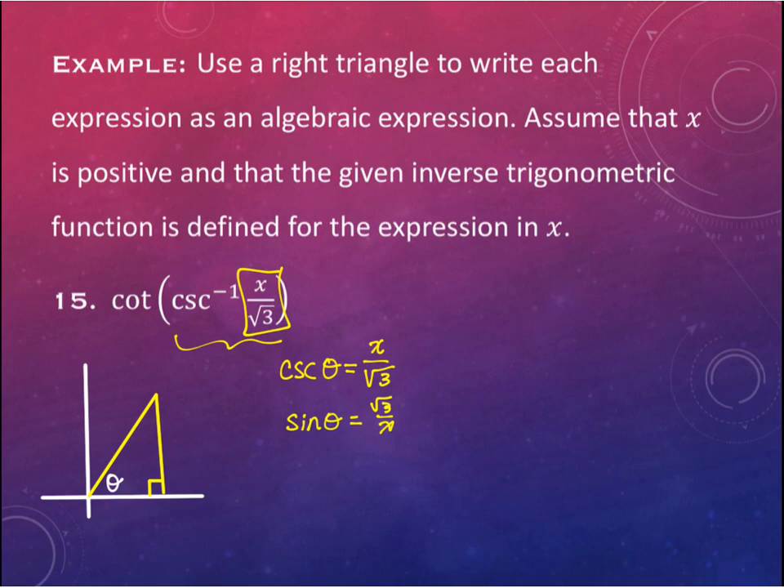Okay. All right, where will my square root 3 go as I'm setting up my triangle? The opposite. So square root 3 comes over here. And where will the x go? That's the hypotenuse. Okay, so this is the setup from the inside of the parentheses. What's my next step?